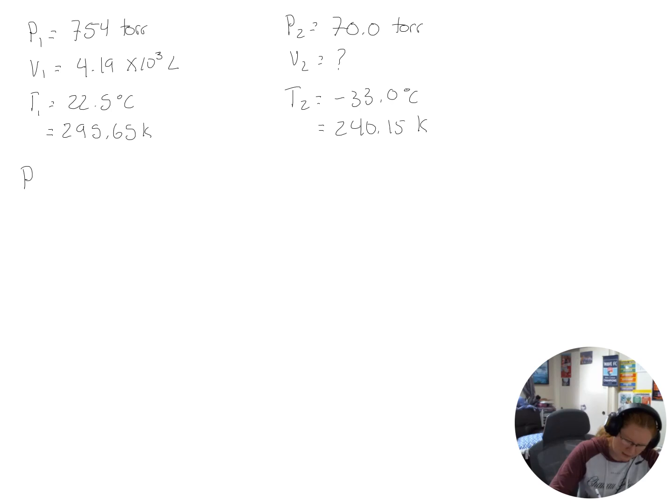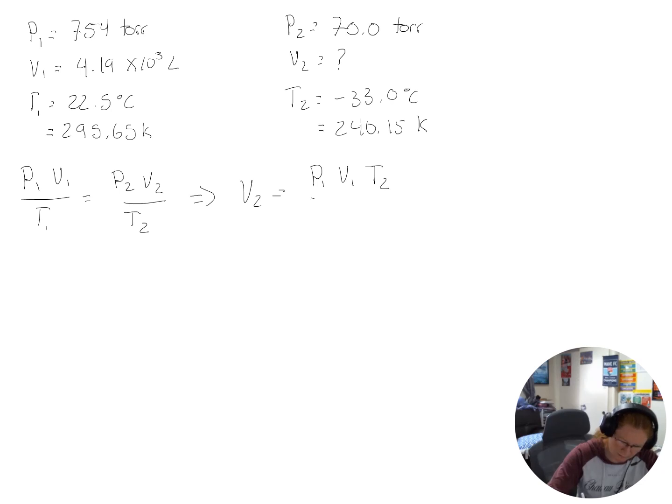So I have P1 V1 over T1 equals P2 V2 over T2. I need to solve for V2. V2 is going to be P1 V1 T2 over P2 T1. Okay, we have our variables defined. We're in appropriate units. The pressure units match. Temperatures are in Kelvin. We can go ahead and solve.